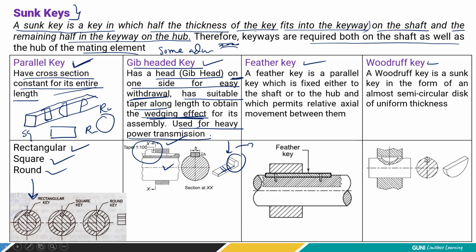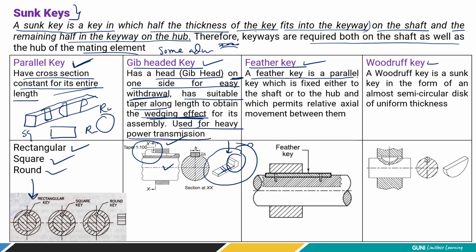Now it is used for heavy power transmission. Whenever you see that the pulleys, gears and the shaft are of larger size and transmitting a higher value of power, at that time you cannot use a small key; you have to use this kind of taper key, referred to as a gib head key, which is going to sustain more power transmitting capacity. Now the third type is the feather key.